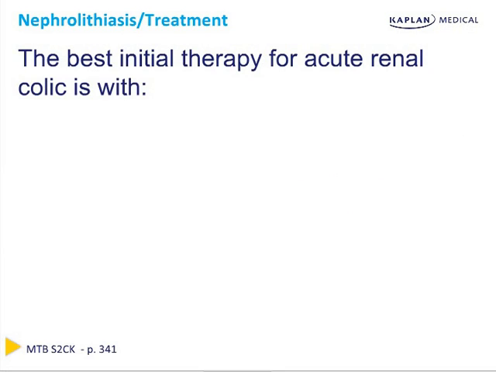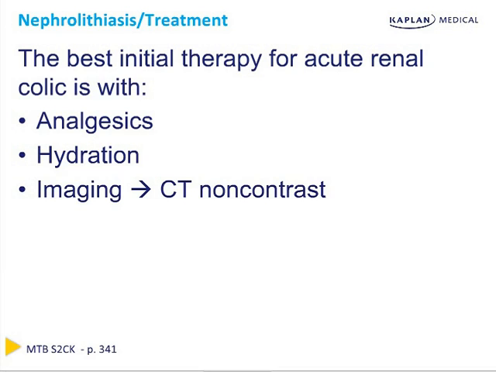So to review, if a patient comes in with acute renal colic, what do we do? The first step is to provide pain relief with good analgesic medication, such as ketorolac, as we talked about before. Second, hydrate the patient, either with PO fluids if they can take it, or with IV fluids. And third, order appropriate imaging to diagnose nephrolithiasis, the best test being a CT scan without contrast.